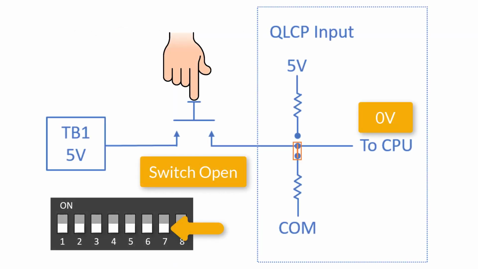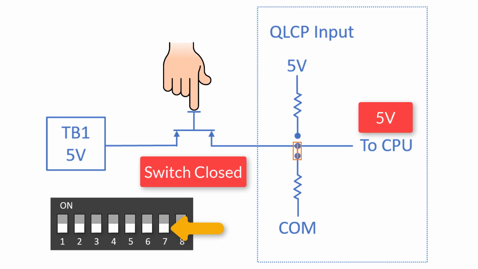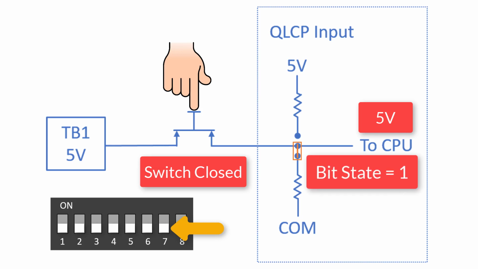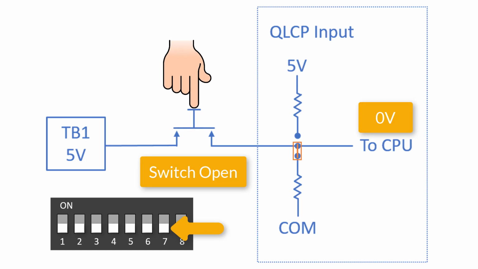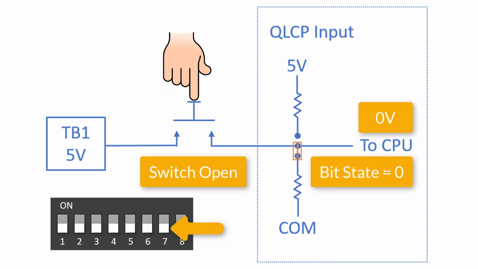When dip switch 7 is in the off position, 5 volts applied to a switch input will be transmitted to the interlocking logic controller as a 1 for the associated bit in the serial message. 0 volts applied to the input will be transmitted as a 0.